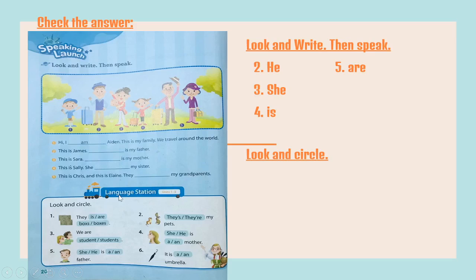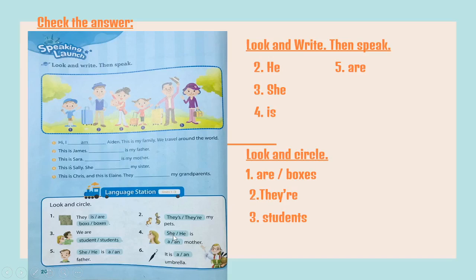So now let's move to another one, language station, where you need to look and circle. Number 1. They is or they are, box or boxes. Very good. So we need to circle they are boxes, right? And number 2. They is or they are my pet. So the correct one is they are my pet, right? Number 3. We are student or we are students. Okay, the correct answer is we are students. So you need to circle this one, okay?